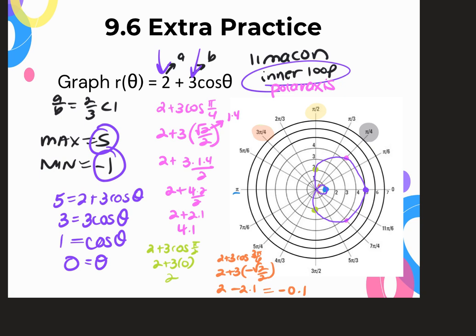I thought it was supposed to cross over the pole. None of the points I got had me cross over. Because it was a negative, it brought it back.